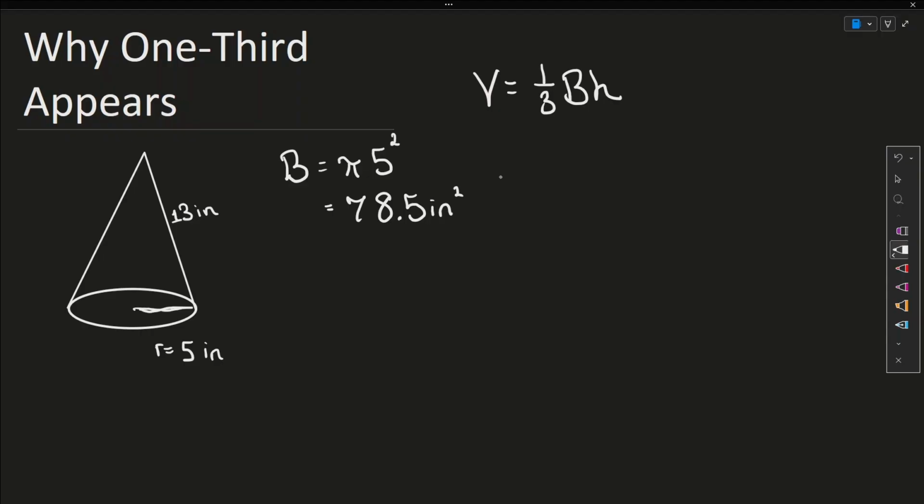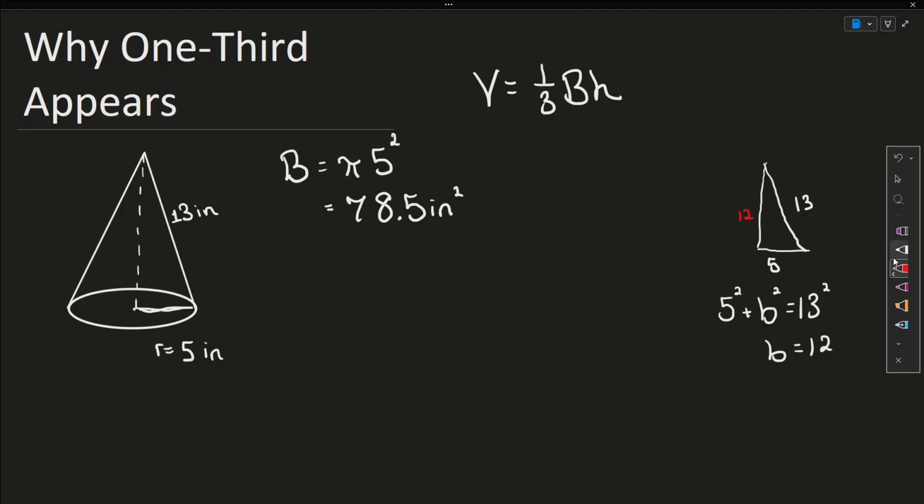But now we need to consider the height. We need the vertical height of the cone, not the slant height. And right now we have the slant height. But what we really want is the height of this right here. If I look at that radius along the bottom, that actual height and then our slant height, we know that this is 5 and this is 13. We can use the Pythagorean theorem to say 5 squared plus our missing side squared is 13 squared. And when we do, we get our side to be 12.